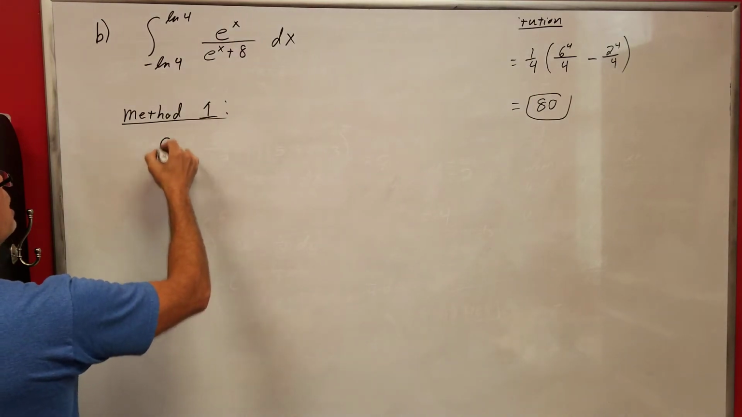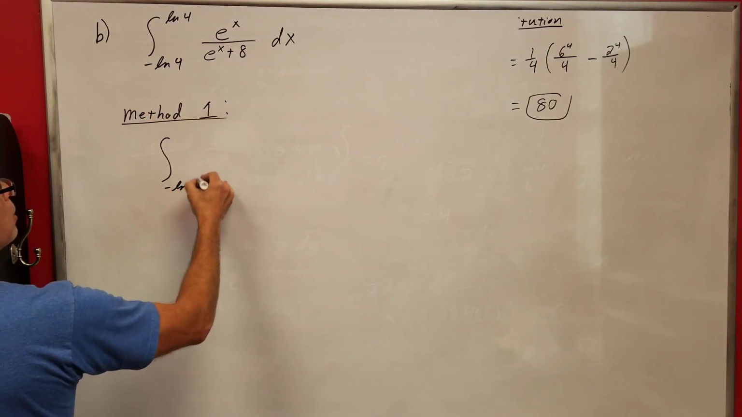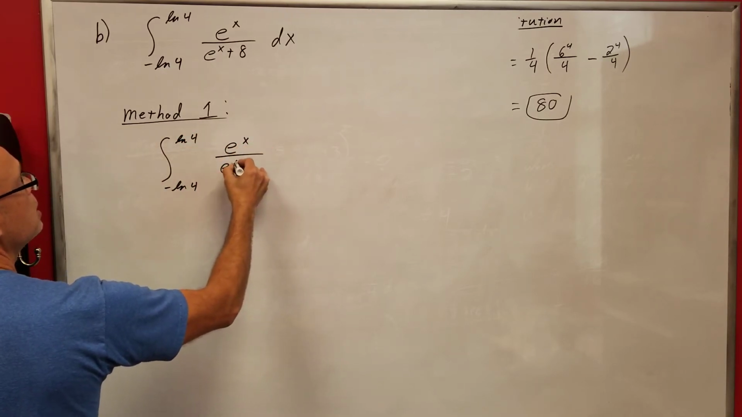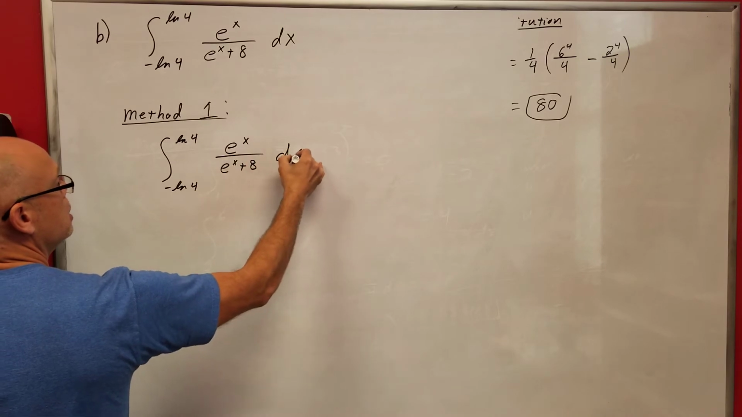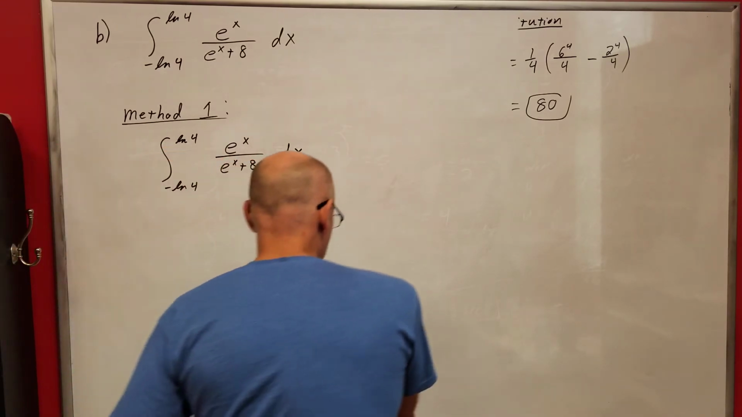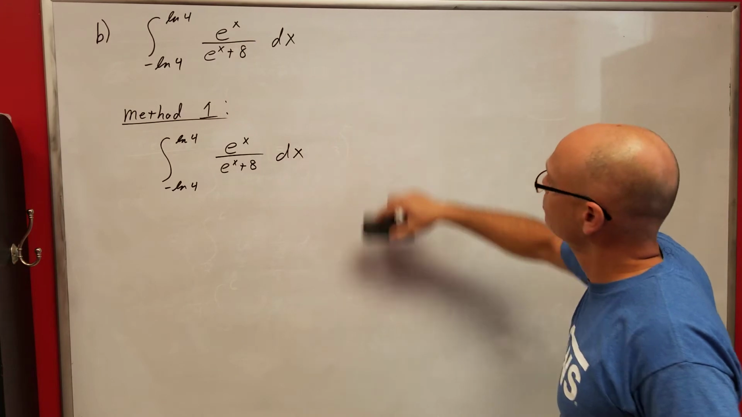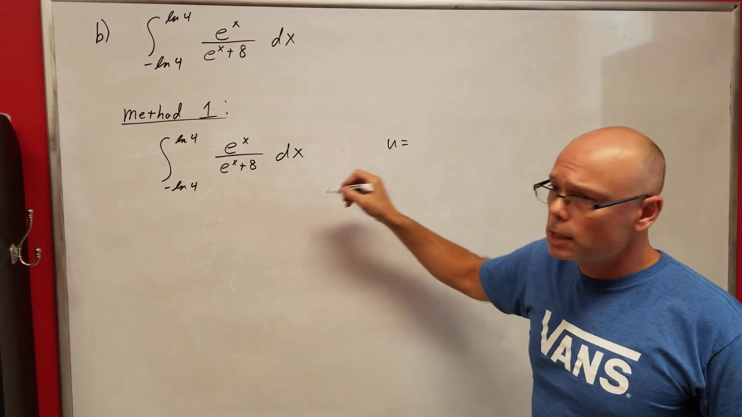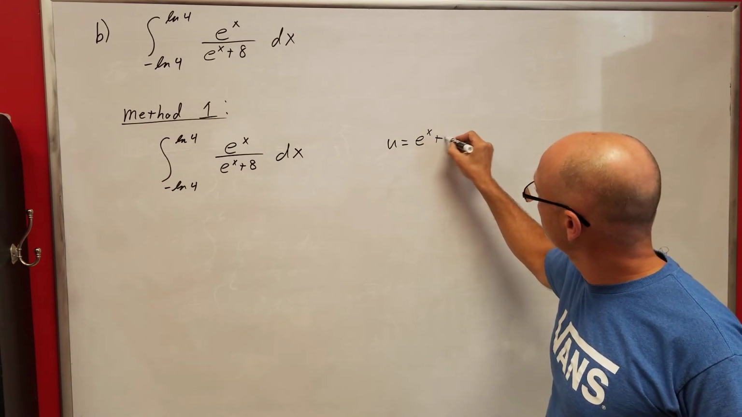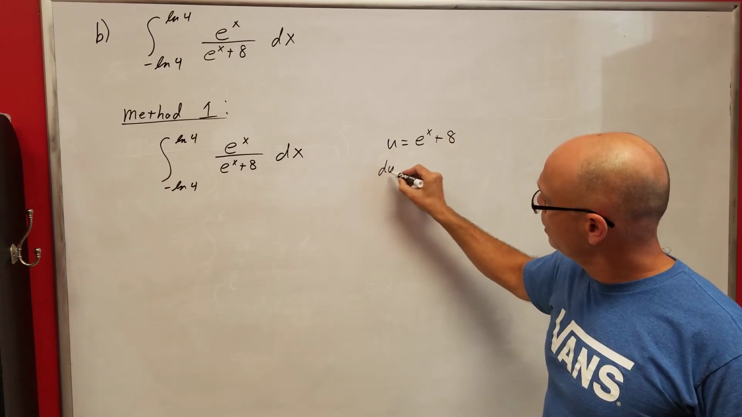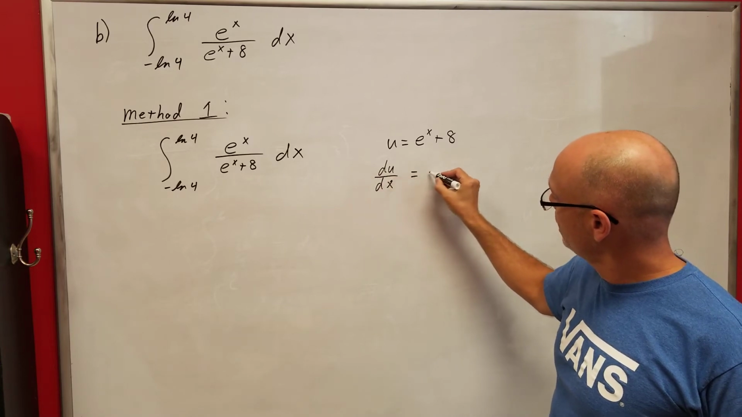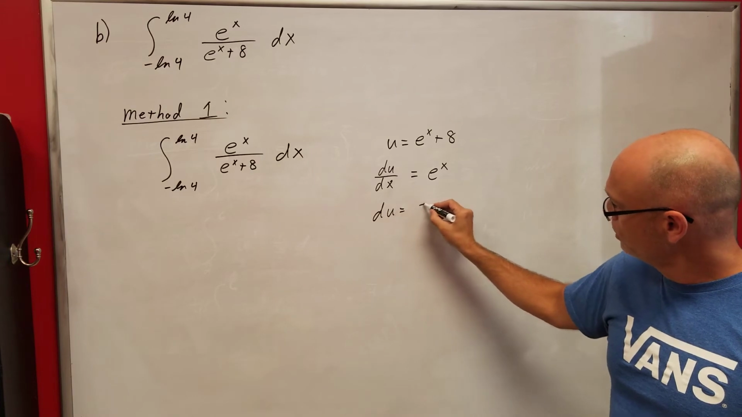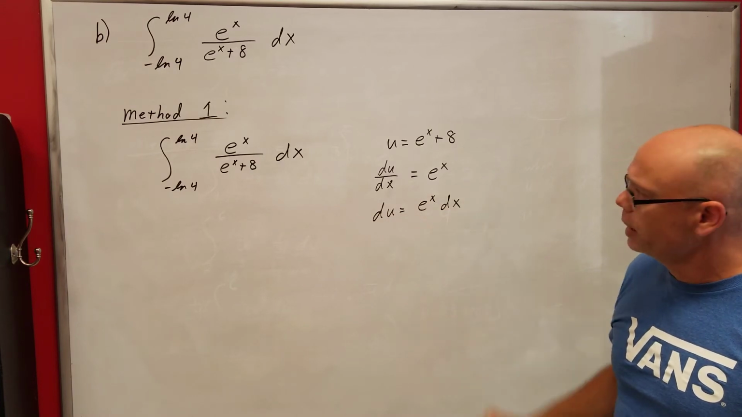So let's do so. We have the integral from negative natural log of 4 to natural log of 4 of e to the x over e to the x plus 8 dx. All right, let's do a u substitution. I'm going to pick u is equal to e to the x plus 8. So du over dx will be e to the x, and du will equal e to the x dx.